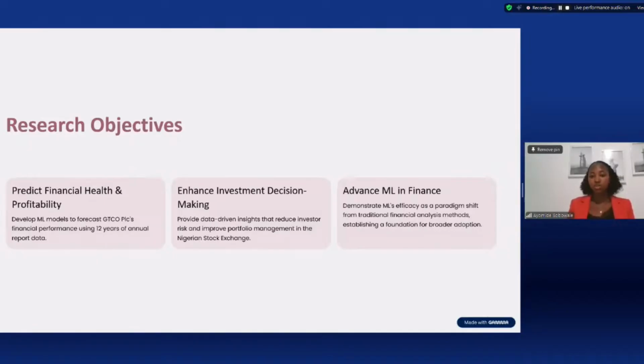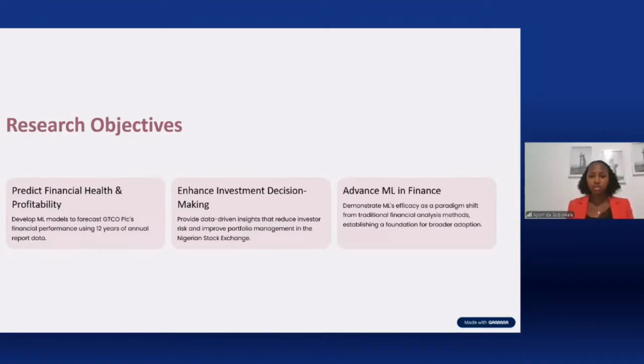And how this was achieved in the case of this research: the company, which is the case study, GTB Bank, the annual results over a period of 12 years were traditionally analyzed, and then different sets of models were later trained to be able to make the same decision, or to give the same results. And we are going to talk in depth about that during the presentation.